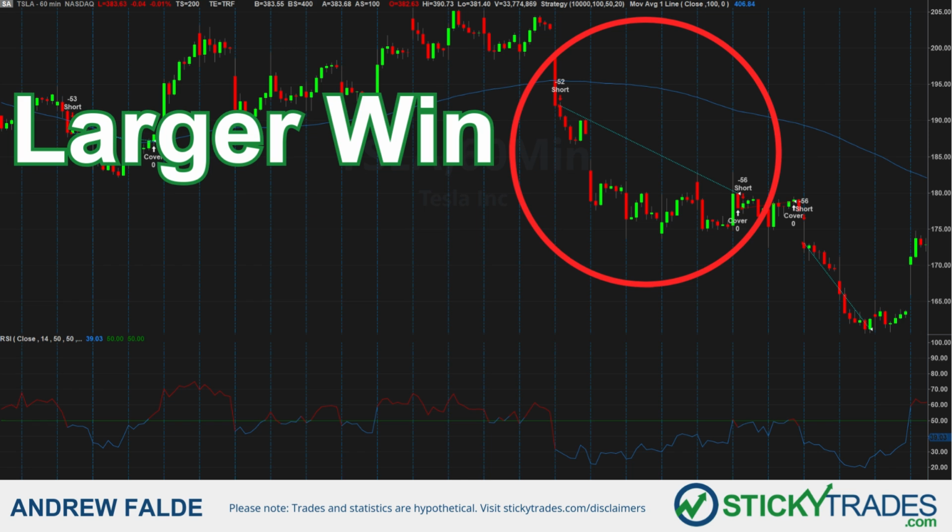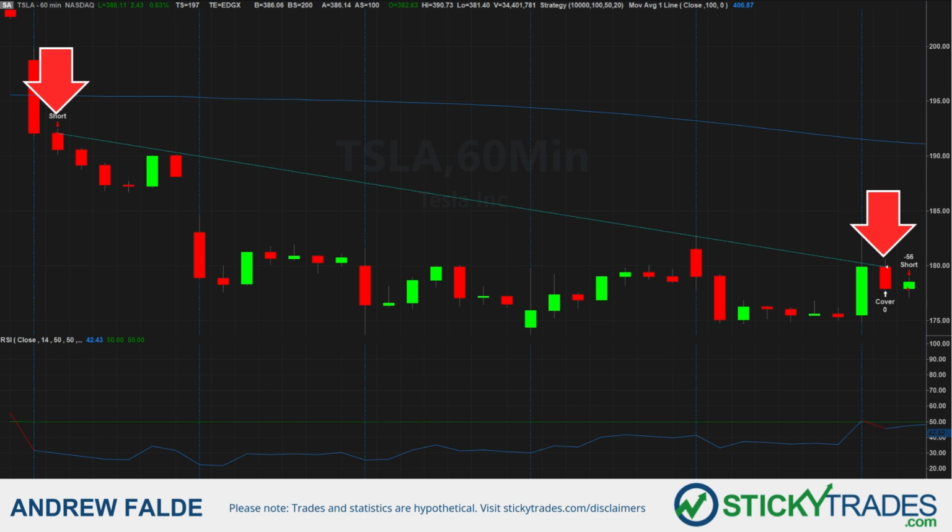Here we're going to zoom in on a larger win and see how that one's navigated. This is the same thing. It crosses below, it's below the 100 period average, RSI has crossed below. And the exit is also RSI crossing back above, but it generated a larger win because the trade is held for multiple days. 1, 2, 3, 4, about 5 days there.